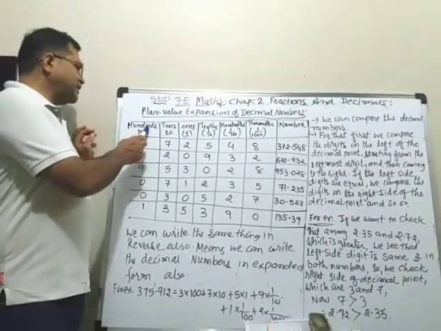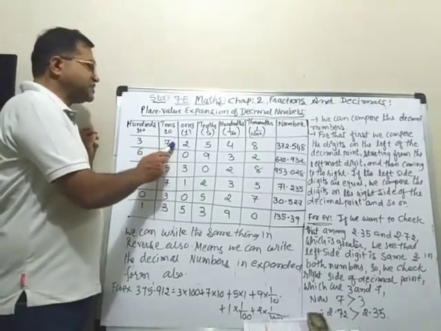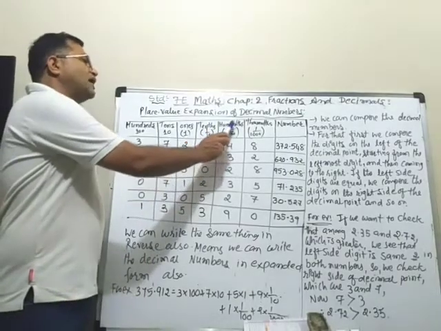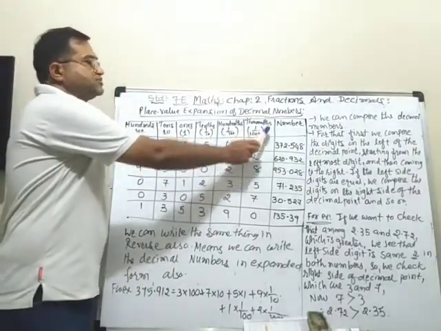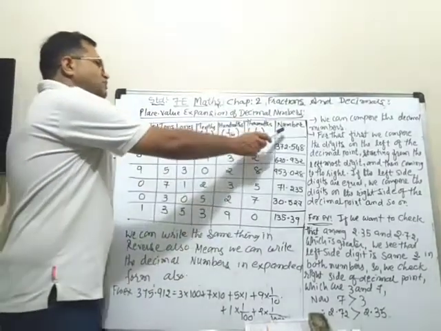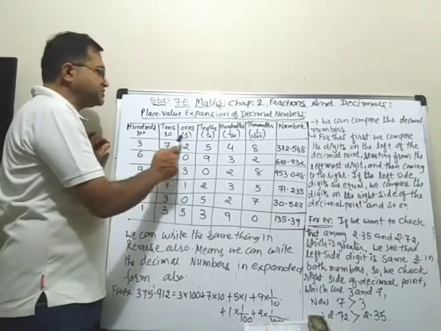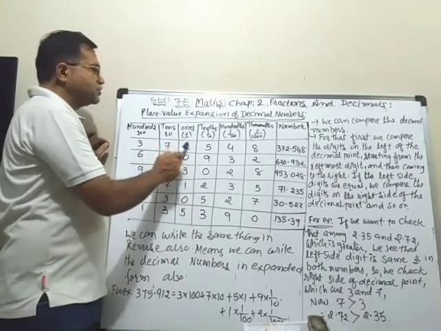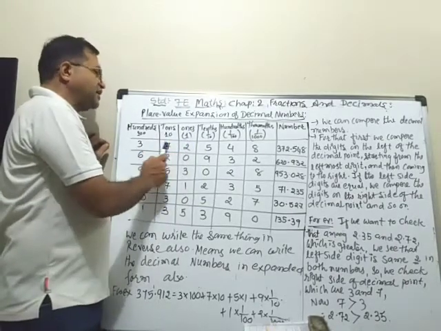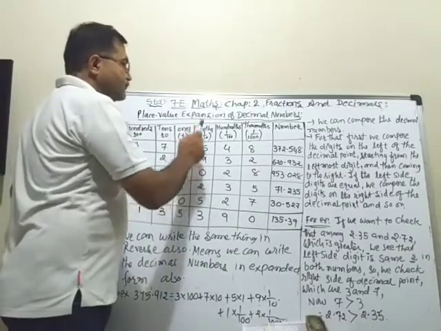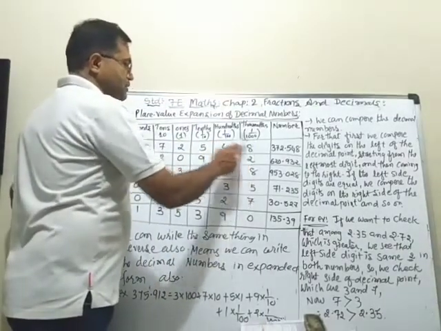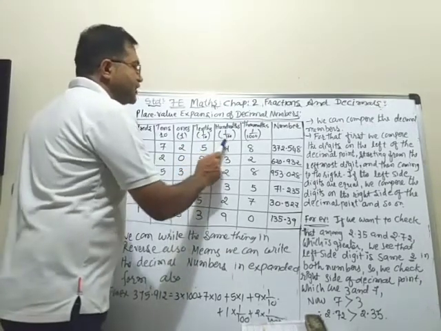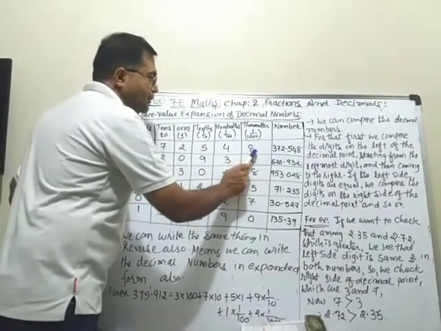Look here, in the hundreds place is 3, tens place is 7, in ones place there is 2, in tenths place 5, hundredths place is 4, and thousandths place is 8. Then how can we write down that number? It is 372, because hundreds place is 3, so 300, 7 multiplied by 10 is 70, 2 multiplied by 1 is 2. 372.548. The place value of 5 is 1 upon 10, means 5 upon 10. Here 4 upon 100, and it is 8 upon 1000.